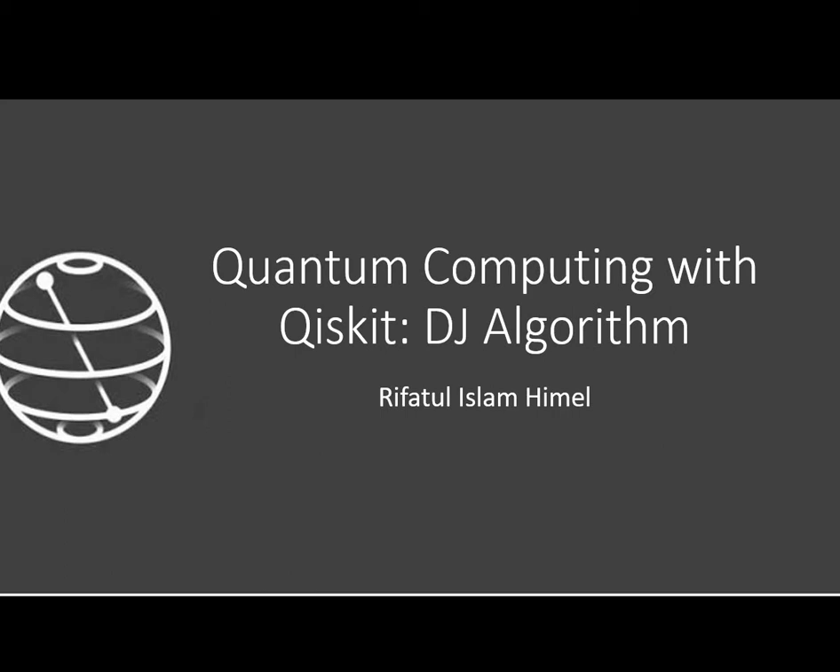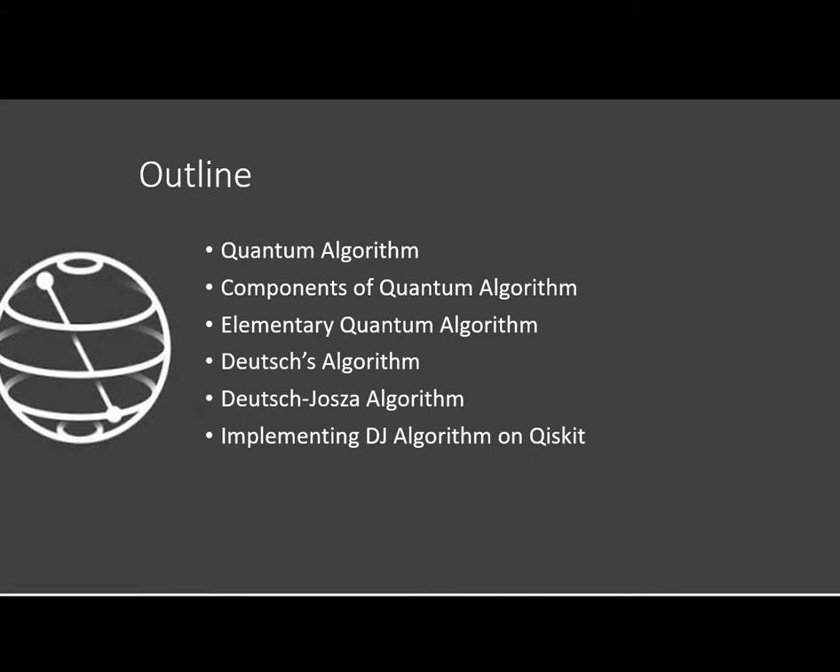Today we're going to cover some of the aspects like what is a quantum algorithm, then components of a quantum algorithm, then the elementary quantum algorithms, which actually have no use in the practical field, or the use is not very significant. Then we'll talk about a very elementary algorithm like the Deutsch algorithm. Then we'll talk about the extended version of the Deutsch algorithm, the Deutsch-Jozsa algorithm. Then we'll implement it on Qiskit. Then we'll conclude our lecture.